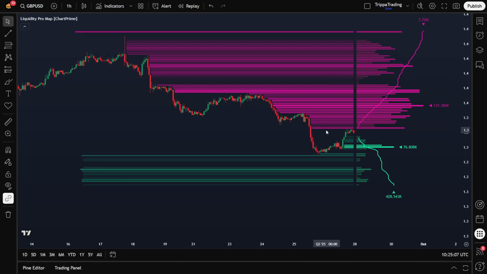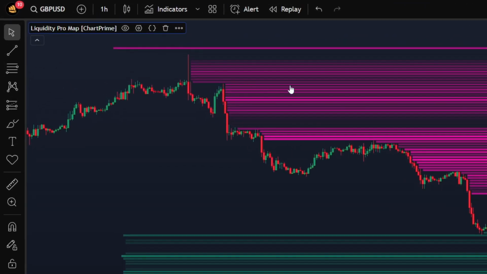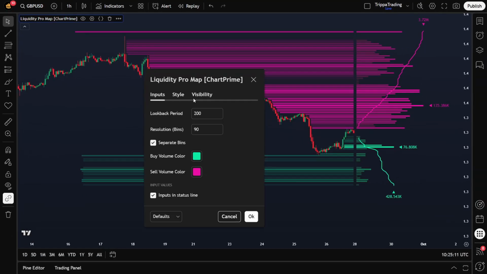Now let's check the settings because this is where you can adjust it to fit your style. You can open the settings from here.